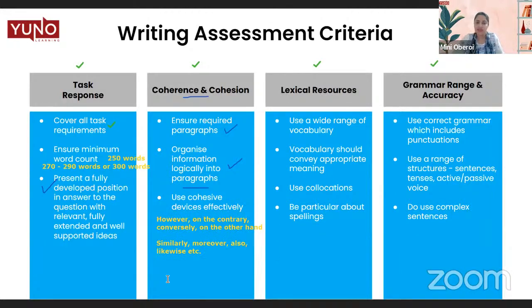If we are not using such words, we cannot expect the answer to be good enough, worth for a band of 8, 8.5, or 9.